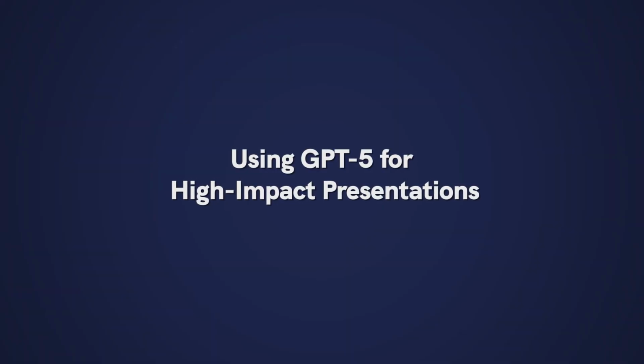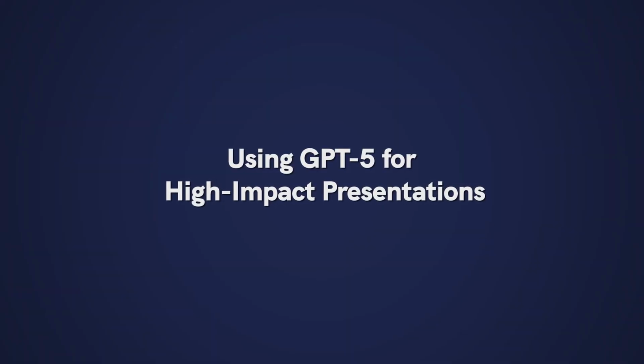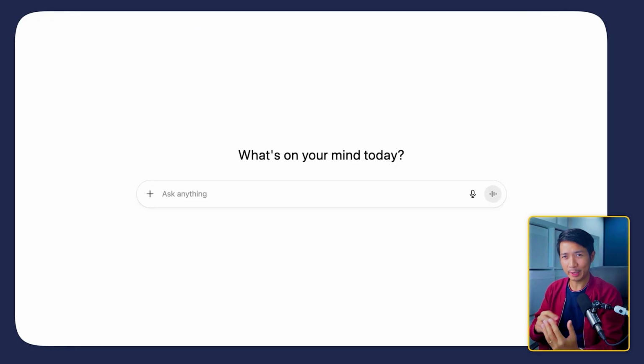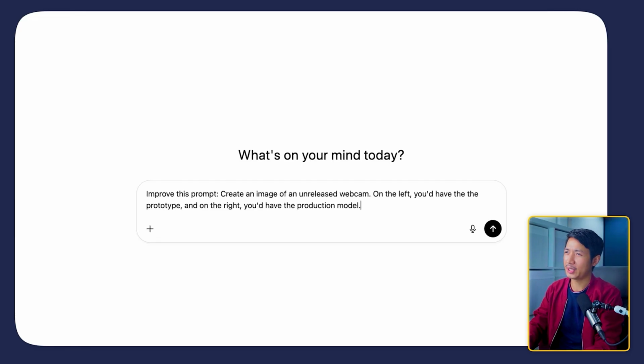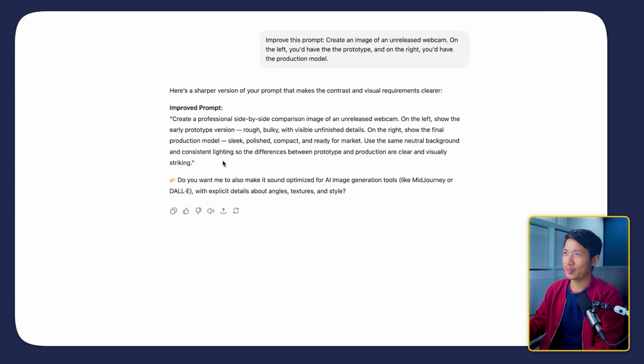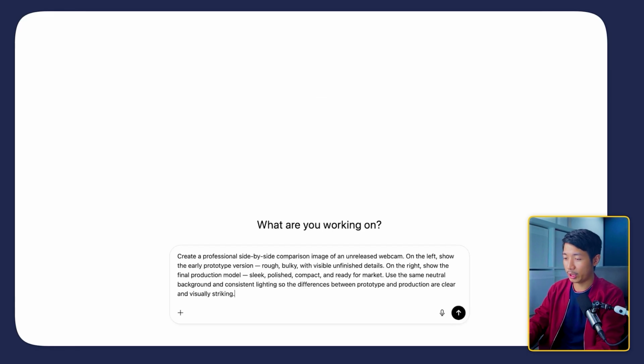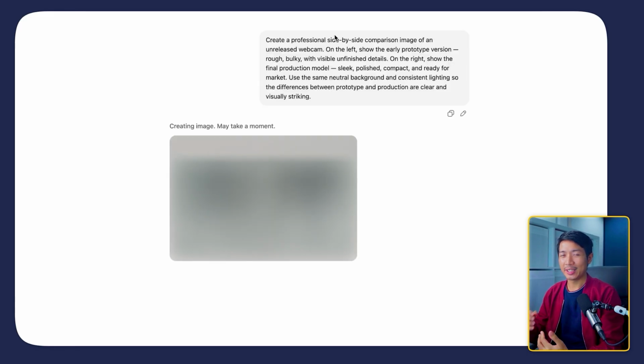So now that you know the key ingredients of a McKinsey-level deck, let's see how ChatGPT-5 can help us actually bring this to life. All right, so first thing before we get to the slides, let's cover image generation. Let me paste this very rough prompt, ask ChatGPT to improve it, create a professional side-by-side comparison of it. Yeah, this is very detailed stuff. So let me copy this, paste it into a new chat. So we're asking ChatGPT to create a side-by-side comparison, like a before and after look of a webcam.